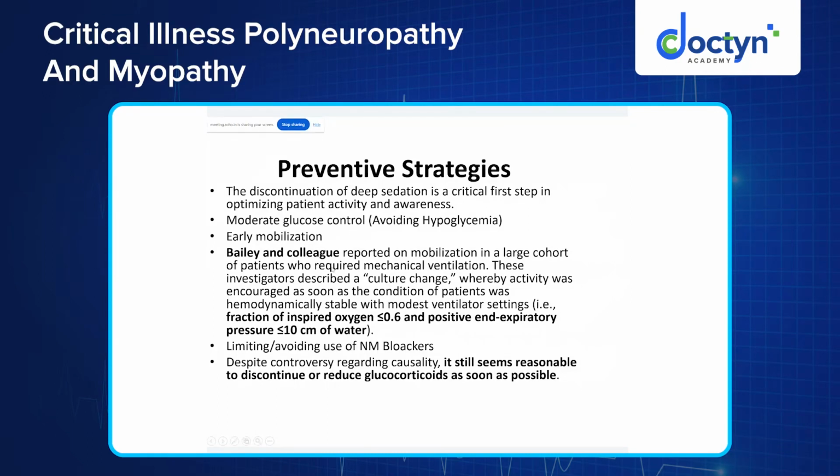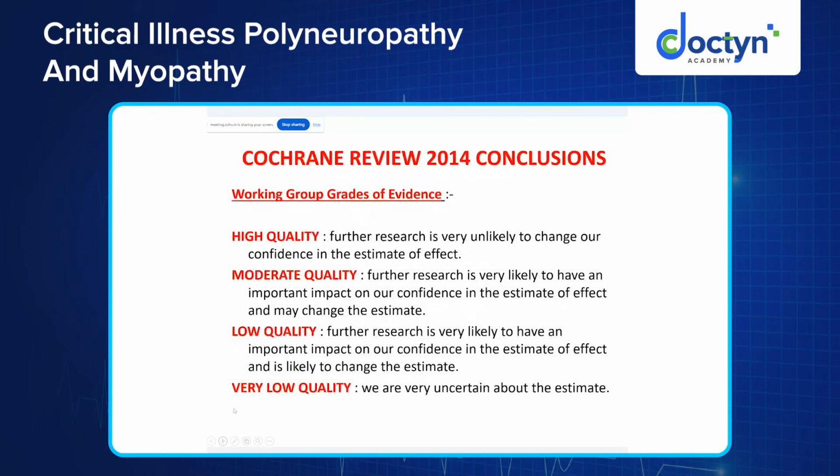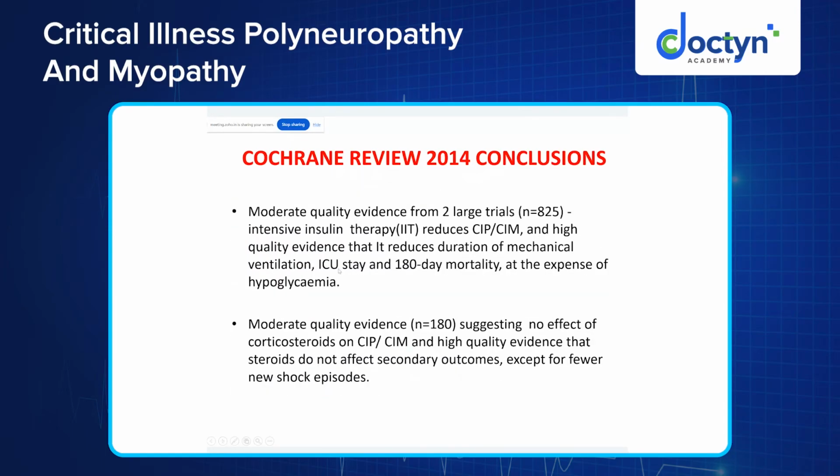Preventive strategies: limit the use of neuromuscular blocking agents, limit the use of corticosteroids, early mobilization, maintaining proper glucose control has to be done. These are the various reviews that have been done. Further research, there is a long list of debate and open discussions that has to be done. And still the trials that have been done show that intensive insulin therapy reduces the CIP and CIM, and high quality evidence shows that it even reduces the duration of mechanical ventilation, even ICU stay, and 180-day mortality.